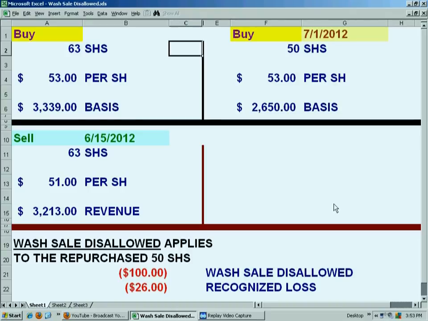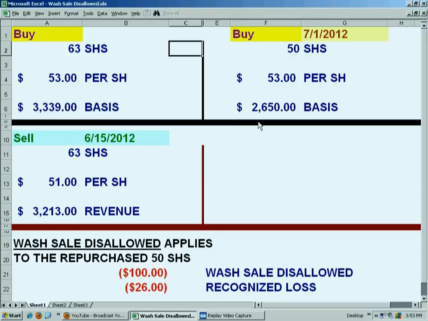It hasn't happened. I don't know if it's been around a couple of years. It's called the wash sale disallowed. Wash sale disallowed. And when this applies. Now, this is going to be real simple, so I just want to point it out because I think it's important.